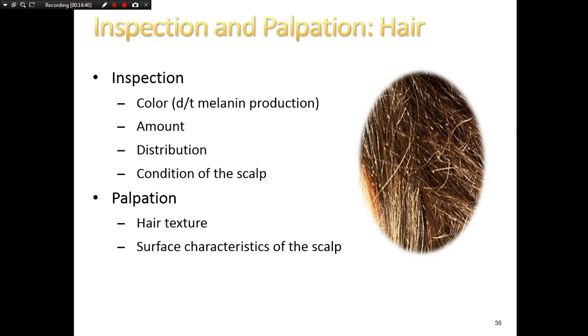So when we're looking at the hair, we are going to wear gloves. We should. We're going to be looking at the condition of the scalp and the surface characteristics of it. Are there any bumps, tenderness, or lesions? We're looking at the amount and distribution. Is it consistent with older age baldness, or are there specific patches that aren't consistent with balding in an older individual? We may see baldness with certain lesions, patches, or crests on the scalp that might be consistent with psoriasis. Looking at the color, and then the hair texture. Is it thin? Is it thick?